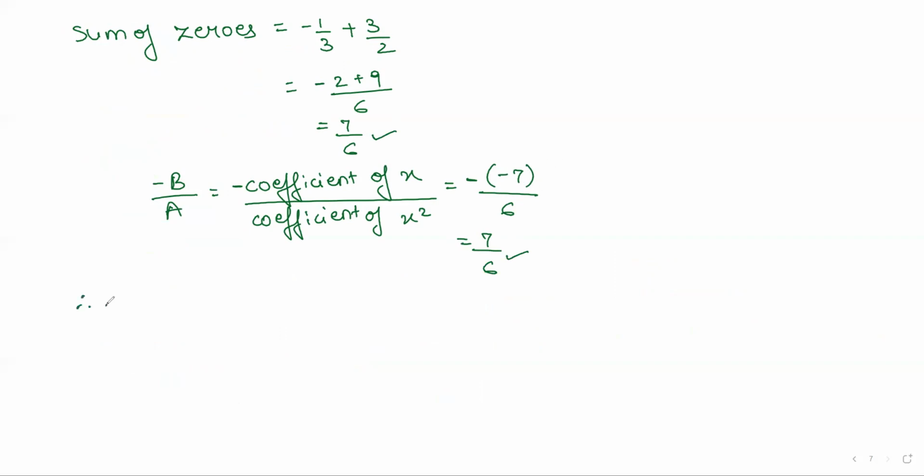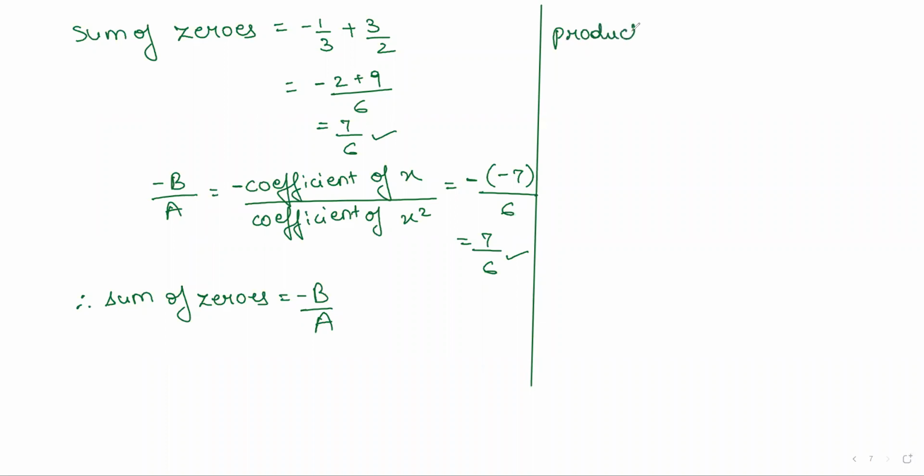Therefore, sum of zeros is equal to minus b upon a. Second part is product of zeros. Product of zeros, which is the multiplication of minus 1 by 3 with 3 by 2. These 3 will get cancelled and you'll be left with minus 1 by 2.